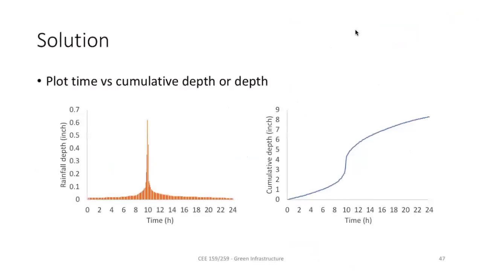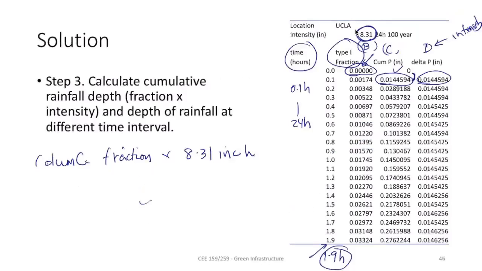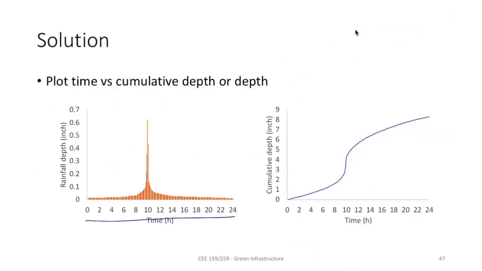Let me show you the example. So this is what you'll get. This is how it looks if you do it until 24 hours. Again, just to confirm, I show you here until 1.9 hours, but the actual Excel file will have a lot more. Then you see over here, that's the cumulative intensity. So this is what the curve looks like for UCLA.